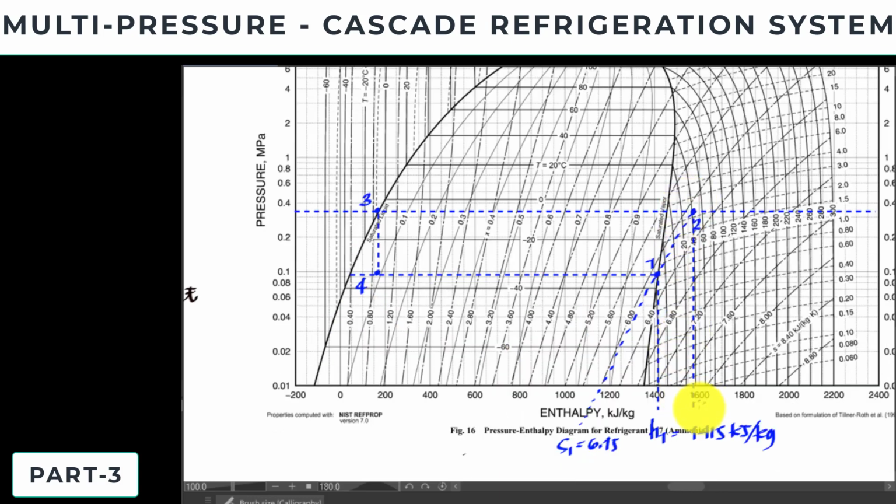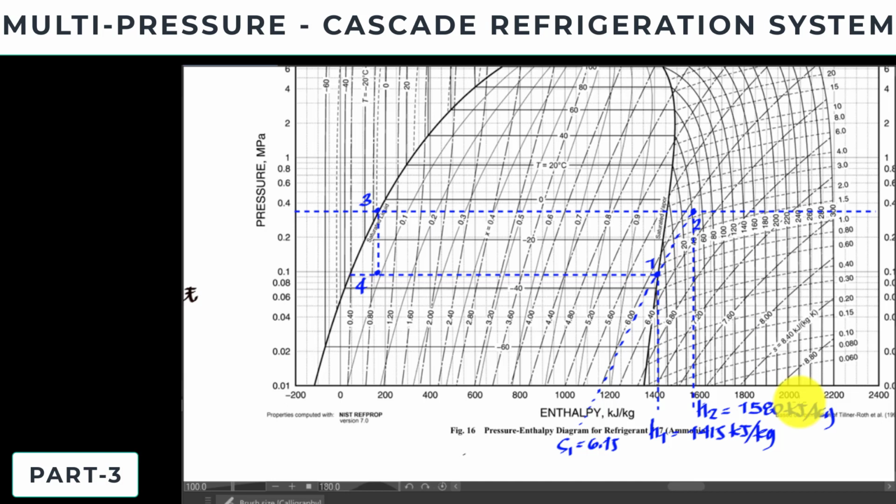So, for my point 2, I have my enthalpy 2. So, this is equal to, so this is 1,000. So, this is around 1,500. So, this is 1,400. 50 and 50. So, this is 1,580. This is kilojoule per kilogram for my enthalpy 2.